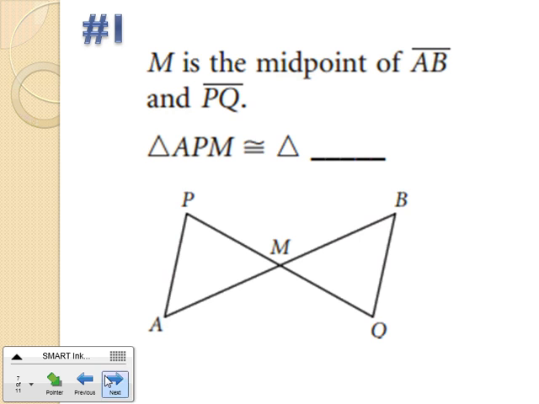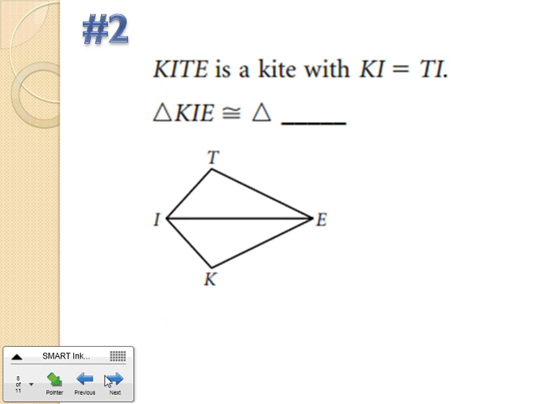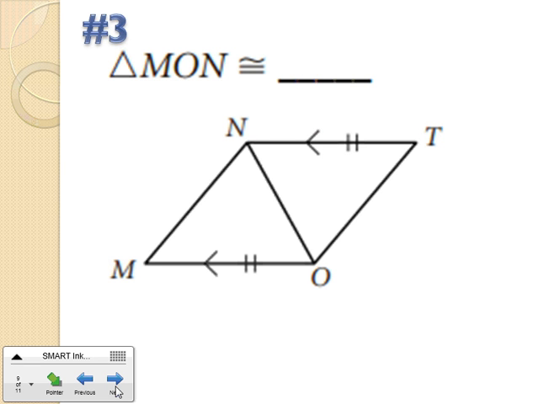In number 2, we have KIT is a kite with KI congruent to TI. And again, I want to know what triangle is congruent to triangle KIE. Again, copy this picture, write down what you know, and figure out that congruent triangle. In number 3, same thing, except this time we just have the picture and the notation marks to go on. We're trying to figure out what triangle is congruent to MON.